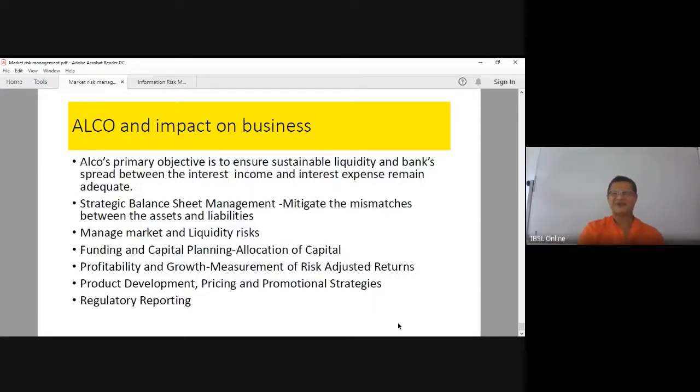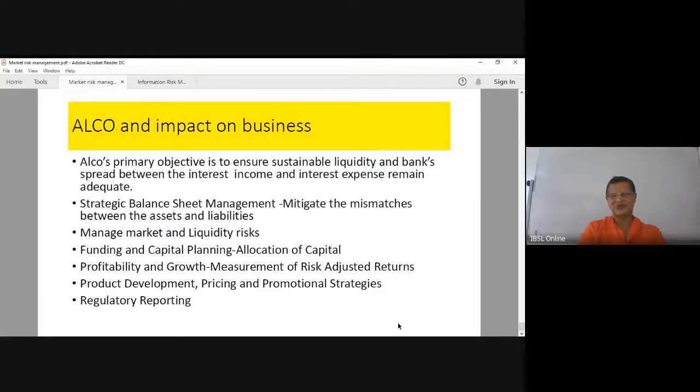Therefore, ALCO is responsible for managing the rates of interest rate sensitive assets and liabilities. So this is one of the functions, which is why I have put it here, but there are other functions, because they need to strategically manage the balance sheet for mismatches of assets and liabilities, which we will discuss when we go on to liquidity risk again. They manage the market and liquidity risk. Today we looked at market risk, and ALCO is also responsible for looking at the market risk factors. Then funding and capital planning. That means if your capital adequacy ratio is 14% and, based on various market risks, it is falling, managing this capital planning is also part of ALCO's job.